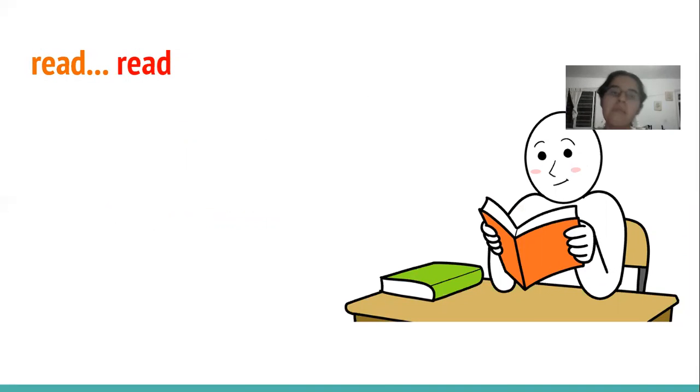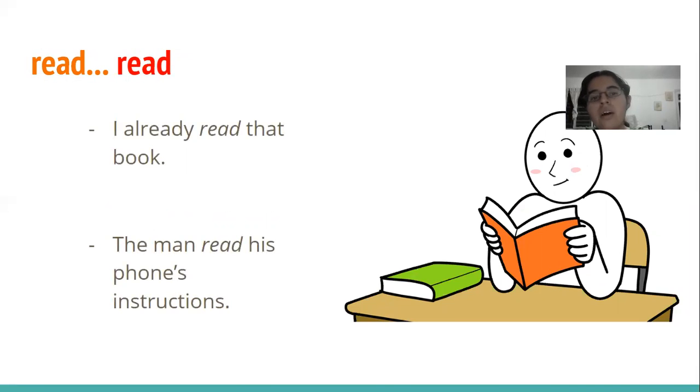Then read, read. This one is spelled the same, but pronunciation is different. Read, read. So I already read, past. I already read that book. And the man read his phone's instructions. Read, read.